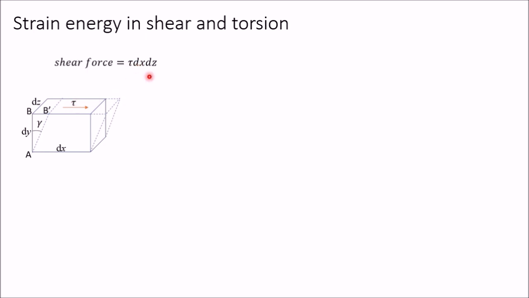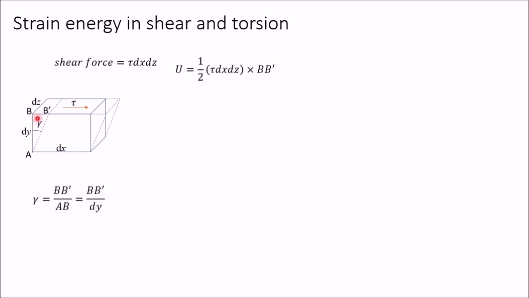Now strain energy will be force into displacement. So here the displacement is bb dash. So U is equal to half, this shear force into bb dash. Half we have taken because we assume that the force is gradually applied from 0 to this maximum value.